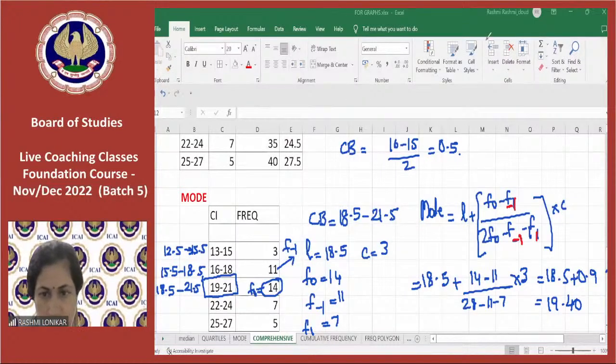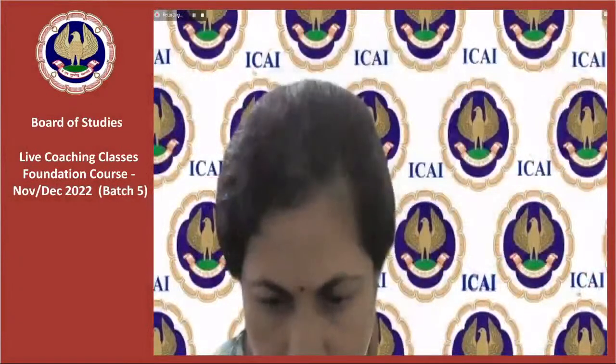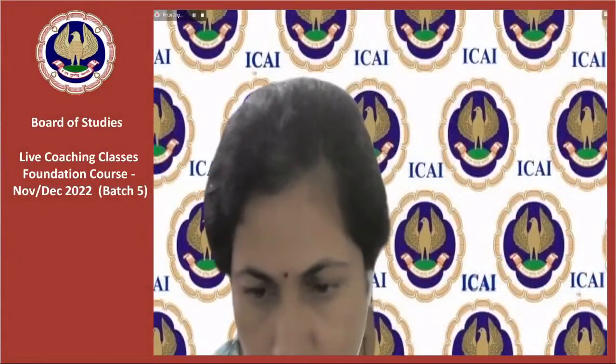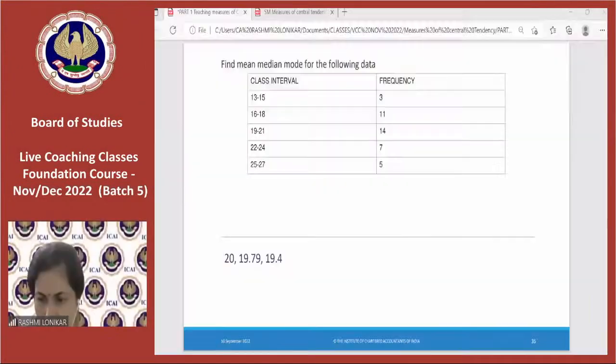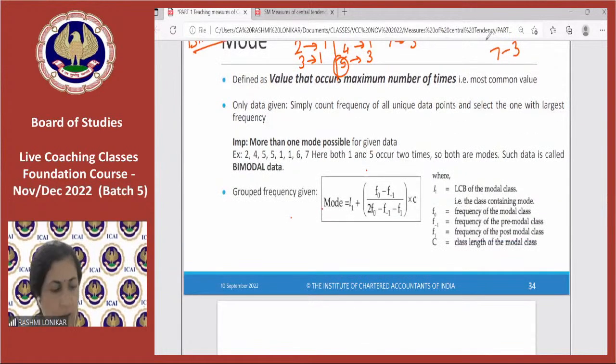Just look back at the formula and things will become clear to you. F0 is the frequency of the modal class. What is the modal class? Modal class is the class which has the highest frequency. So that is why in that sum we have taken 14 as F0, because 14 was the highest frequency.